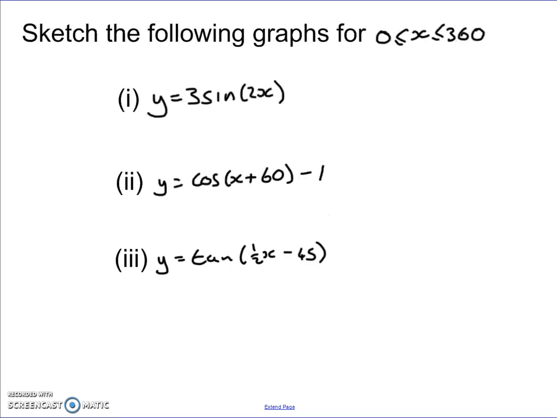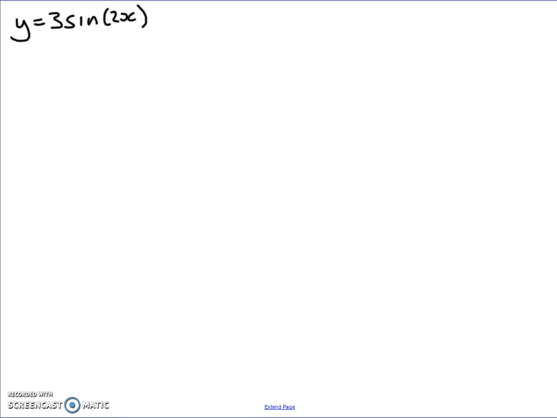So these were the three graphs I wanted you to sketch, all for x between 0 and 360 degrees. So let's break these down, have a look at them one at a time and see how we go about it. So the first one is y equals 3 sine 2x. Now, remember, when we've got one like this, we have to look at the transformations in order. We have to see how it changes.